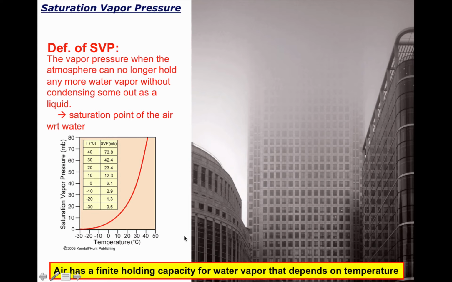The big bullet point is what you see down here at the bottom. It says this: air has a finite, call it holding capacity, for containing water vapor, and that depends on temperature. It's an exponential relationship, which means that as you increase temperature, the amount of water vapor that the atmosphere can contain increases exponentially. We measure that, again, in millibars, a unit of pressure.